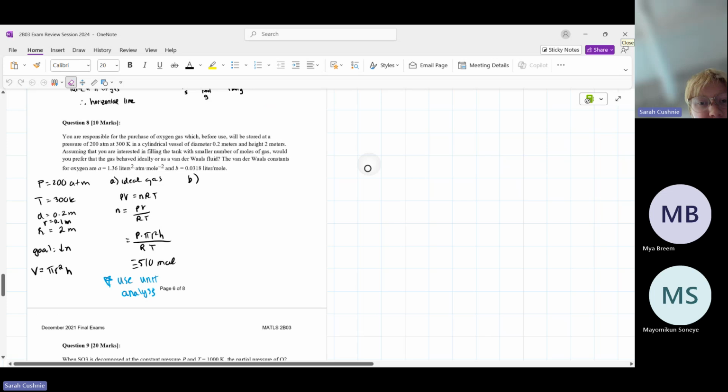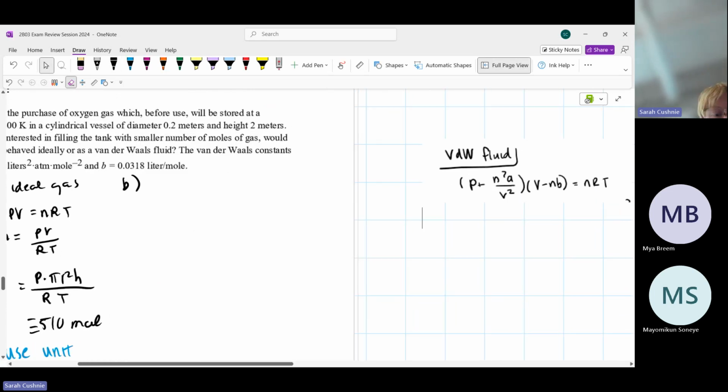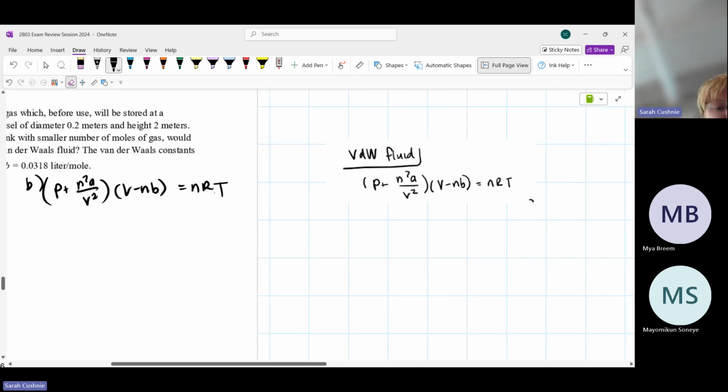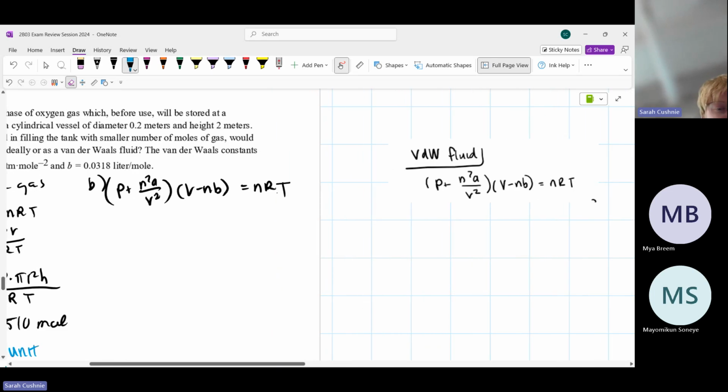Here we go. So we know the van der Waals fluid. Now, instead of the lovely little ideal gas equation, we have (P + n²A/V²)(V − nB) = nRT. We look at this and we have values for A and B. We know P, we know V, we know R, we know T. Now we just need to solve for n.